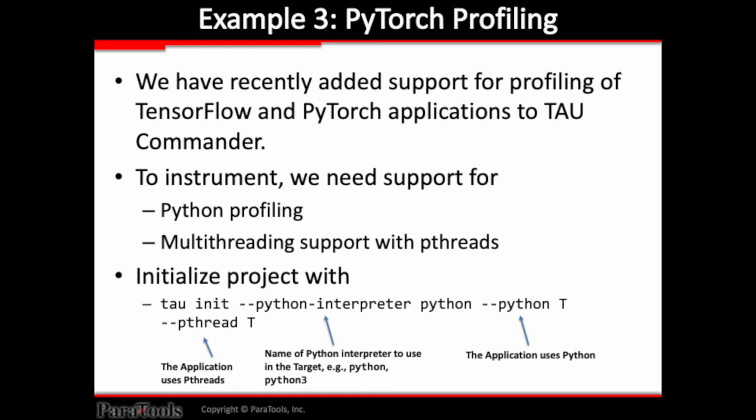We will specify the --python-interpreter argument to give the name or path to the version of Python that we're using, the --python argument to indicate that the application uses Python, and the --pthread argument to indicate that the application is multi-threaded.